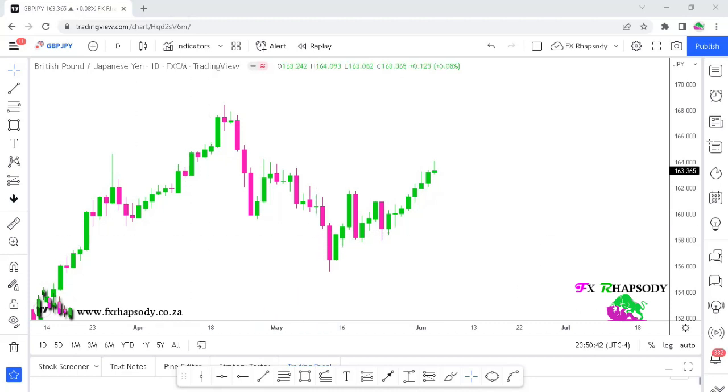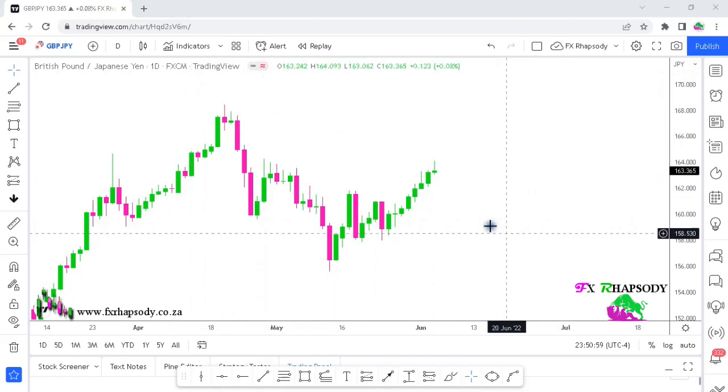So today, like I said, we are focusing on the British pound Japanese yen. It's basically the Japanese yen pairs. British pound Japanese yen on the daily time frame. I'm doing analysis from daily, 4 hourly to the hourly time frame.